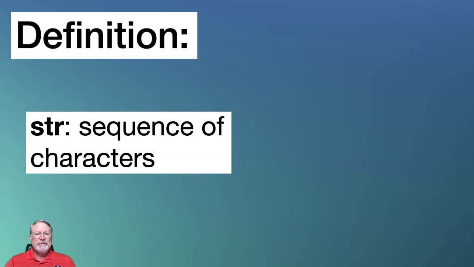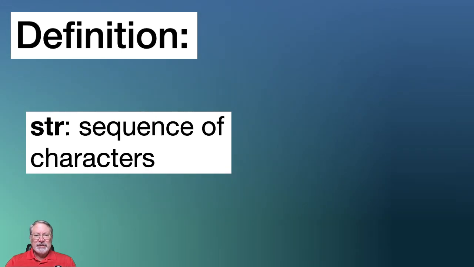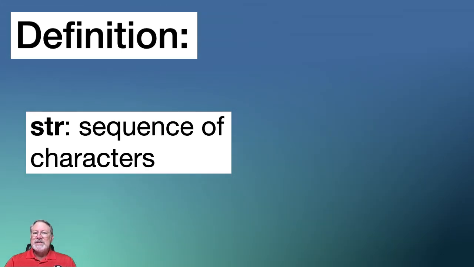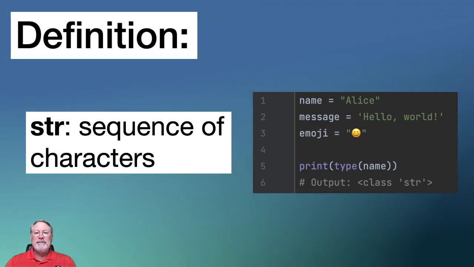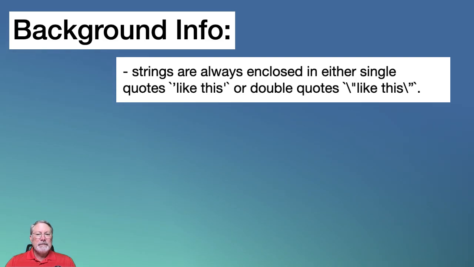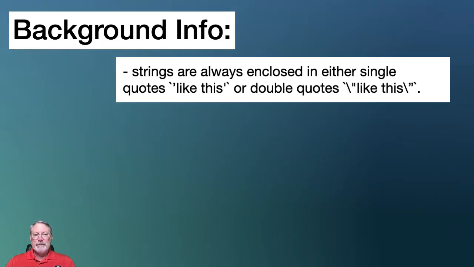What is a string? A string, or str in Python, is a sequence of characters. That can be letters, numbers, punctuation, emojis, anything that fits between quotes. Here are some examples. Strings are always enclosed in either single quotes or double quotes.